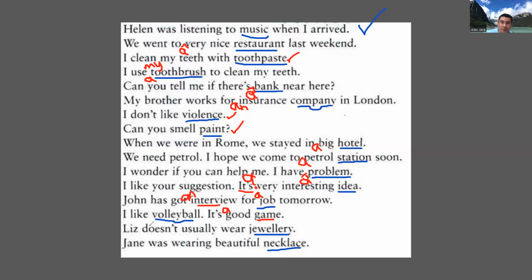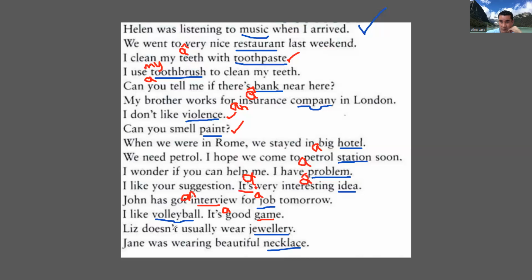A good sport. Liz doesn't usually wear jewelry. This is a group or a collection of things like necklaces and earrings, and therefore we cannot count it unless we mention that Liz doesn't usually wear a necklace, but it says jewelry, so the collection is not countable.